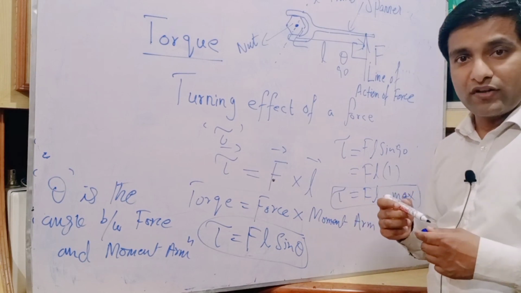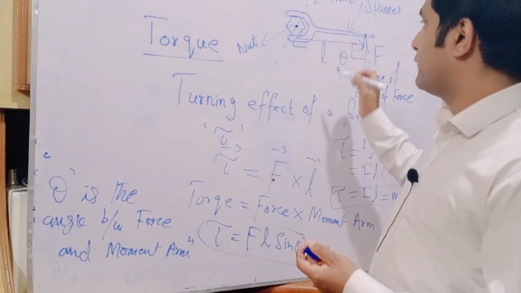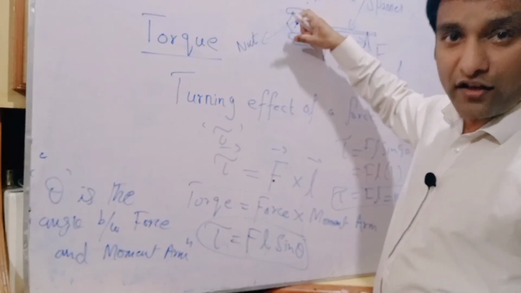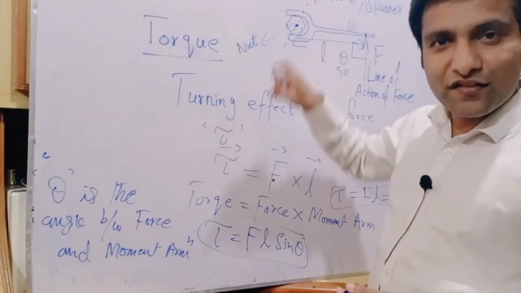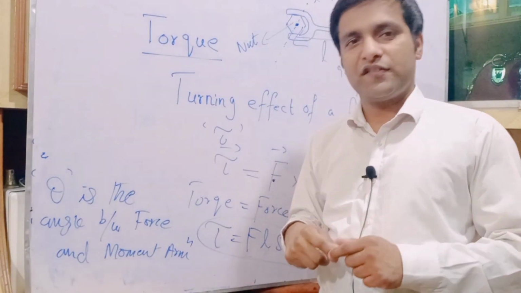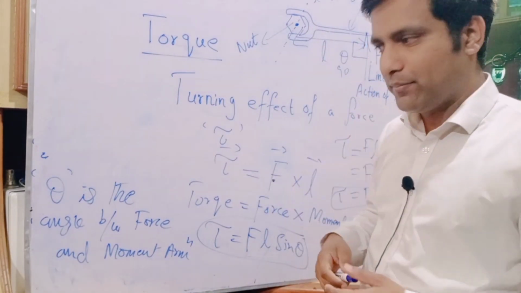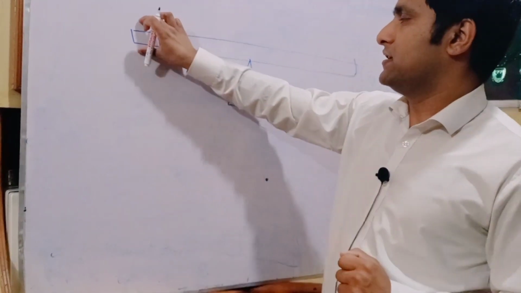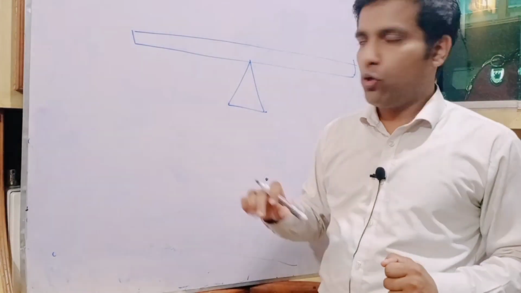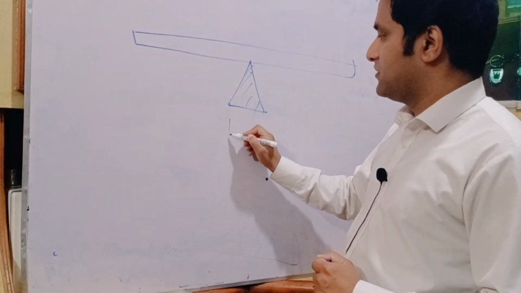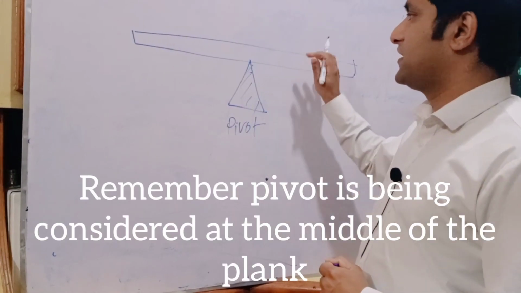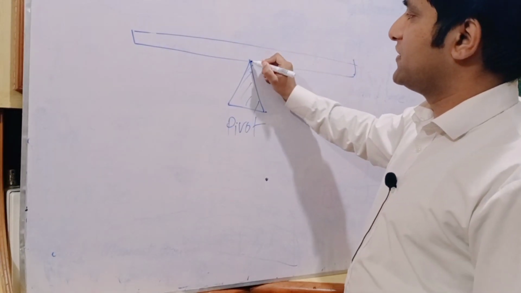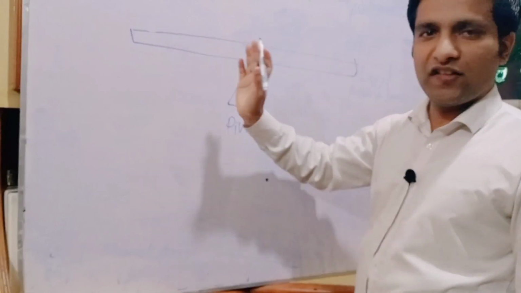So torque is the turning effect of a force. You are applying force, and a turning effect is created in the nut. This turning effect is called torque. So let's move to the next example. Let's take the example of the seesaw game. What happens in the seesaw? There's one plank over the pivot. This is a pivot and this is a uniform plank. It can move. This is the point around which the torque is produced.